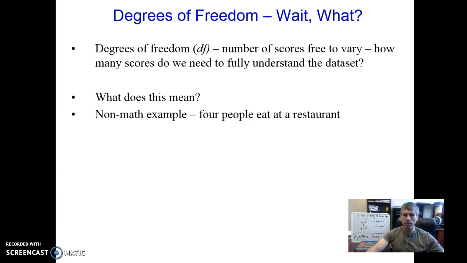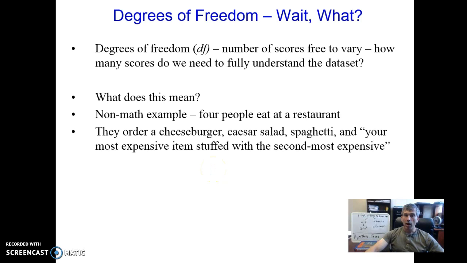So here's our non-math example. Let's say you and 3 friends are out eating at a restaurant, talking about how awesome statistics is and how you can't wait to try to get a graduate degree in it. You sit down and your server comes over and takes your order. The 4 people, you and your 3 friends, can be whichever of these folks you want. They order a cheeseburger, a salad, spaghetti, and your most expensive item stuffed with your second most expensive.